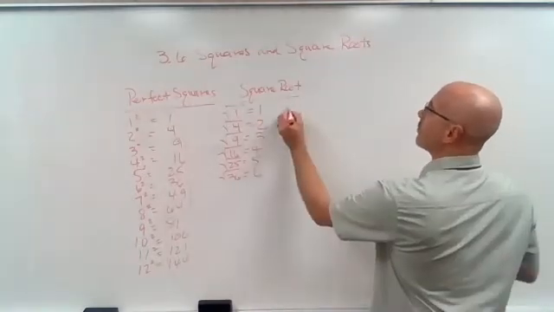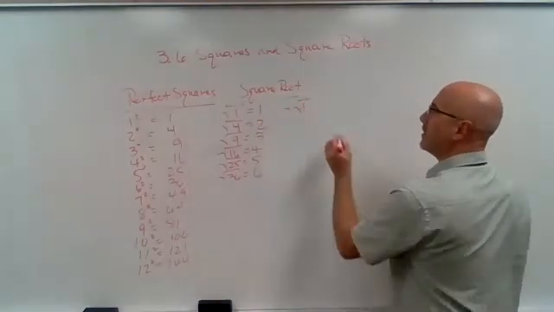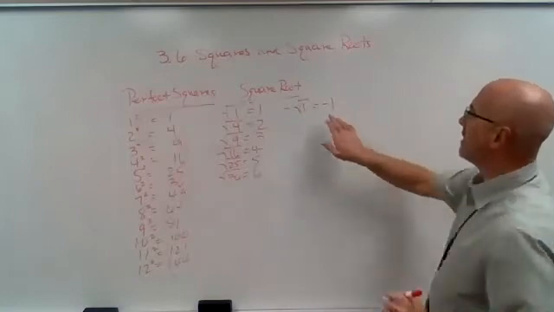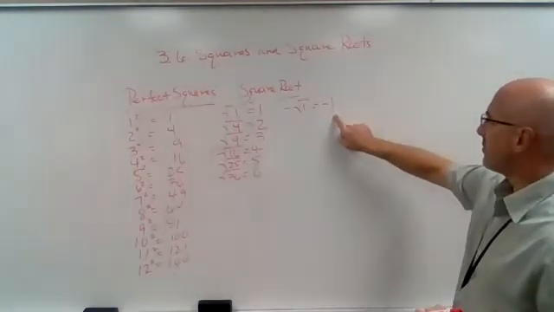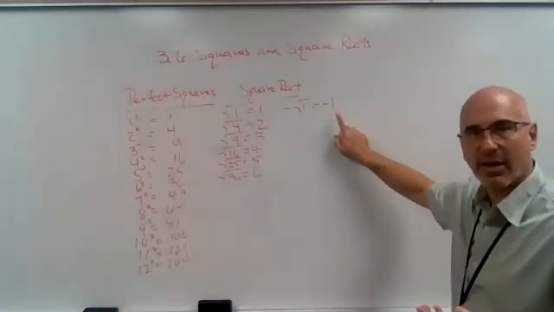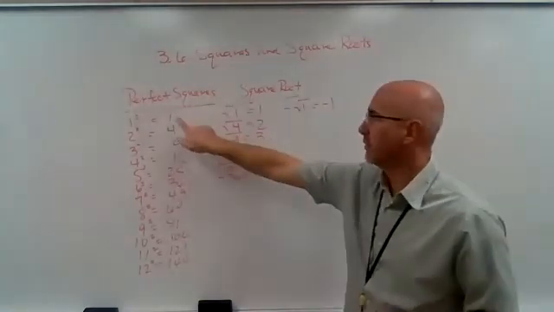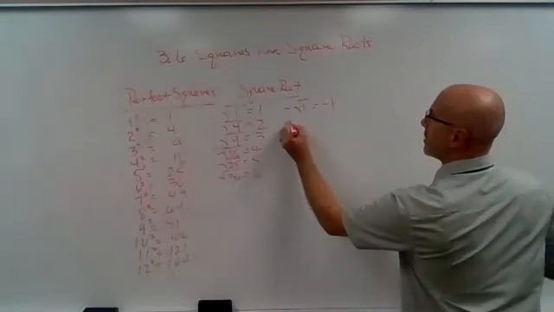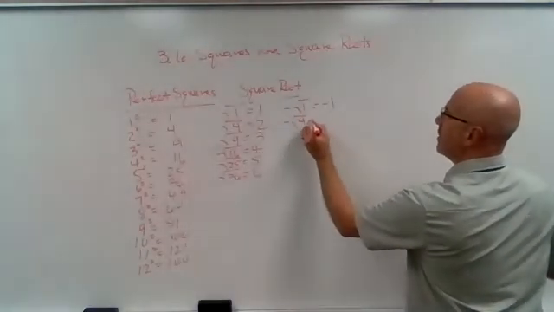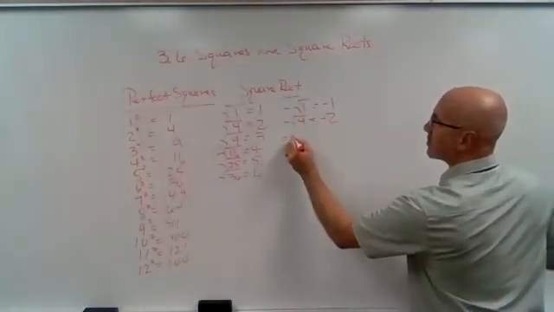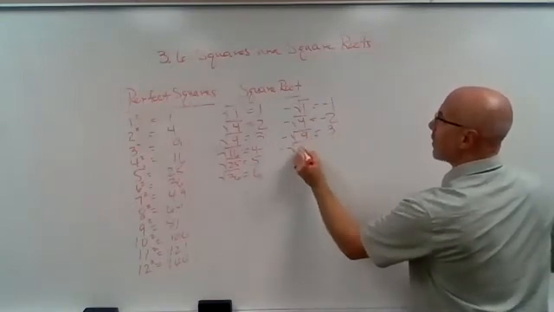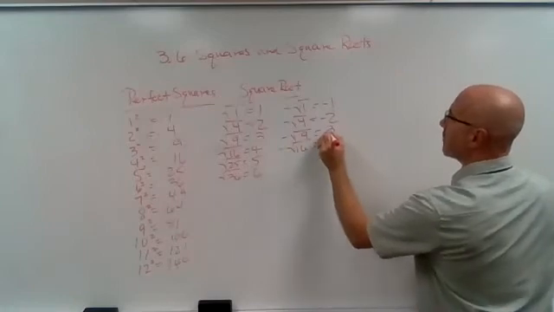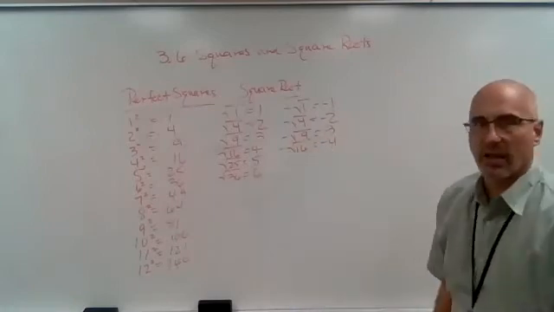If you put a negative sign out there, that would be the opposite of the square root of 1, because we also know that negative 1 times negative 1 is 1. We can do this for each of those. Negative square root of 9 is negative 3. The negative square root of 16 is negative 4.